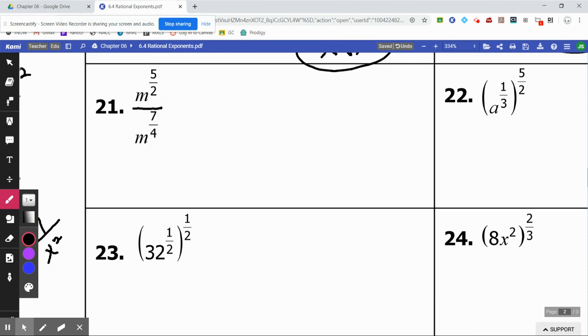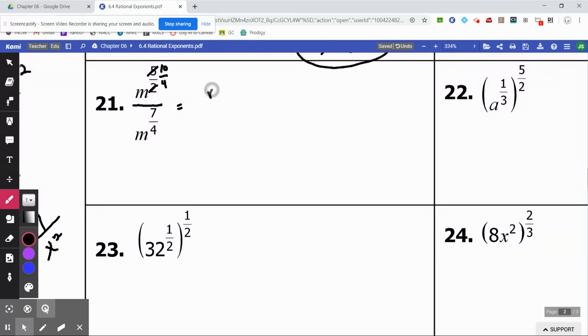Now let's get a common denominator to see, do I have more on top or bottom? Multiply top and bottom by 2 gives me a 10 over 4. So I have m to the 10 over 4 and m to the 7 over 4. Subtract them, you're left with m to the 3 over 4.